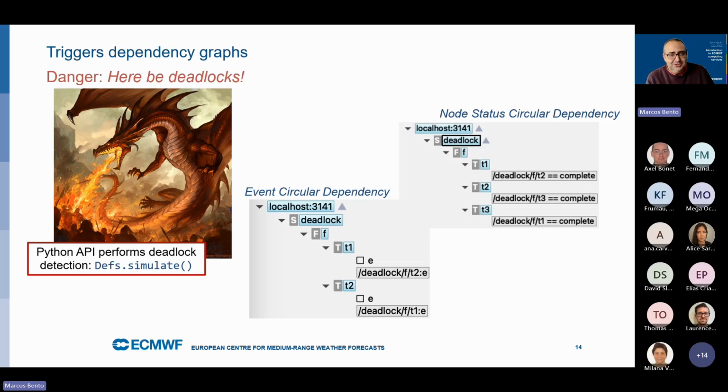So if you're using trigger expressions profusely, I would suggest you get acquainted with defs.simulate because it definitely helps to avoid these kinds of things. The examples I put here are quite simple, but if you have several families with events and triggers and dates and all of it, it's quite easy to get into a deadlock that you don't even understand where it's coming from. These things tend to be quite complicated.